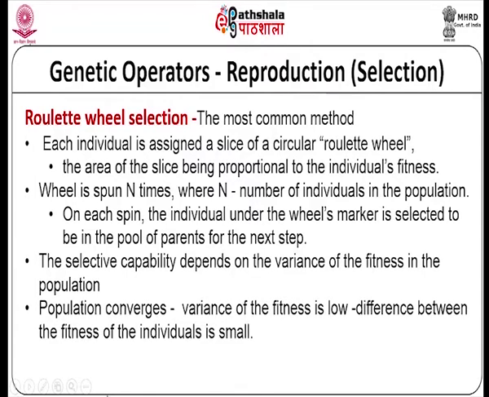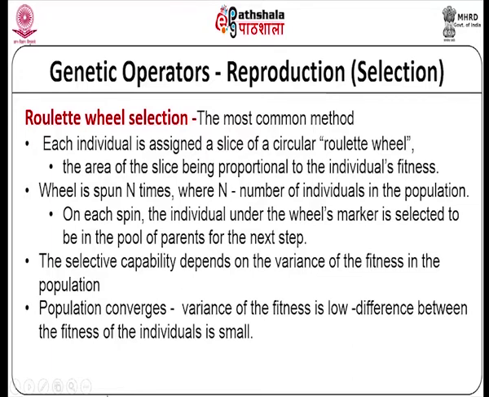So, the population converges, and the variance in the fitness is low; the difference between the fitness of the individuals is small. If the population is converging, that means the variance becomes small, that is, the difference in fitness becomes small. So, what we are doing here in the roulette wheel selection is taking the roulette wheel and just rotating it, and it is spun n times, where n is the number of individuals, and on each spin whichever individual comes under the wheel, that is taken.